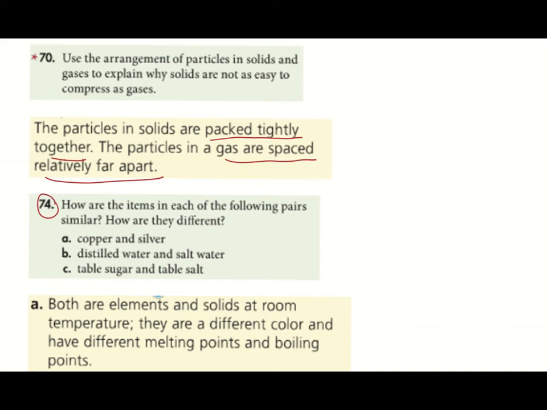Question 74. How are the items in each of the following pairs similar, and how are they different? Copper and silver. Both of them are elements, both of them are solids at room temperature, but they do have different colors. Copper is red while silver is silvery. They do have different melting and boiling points because they have different chemical composition.